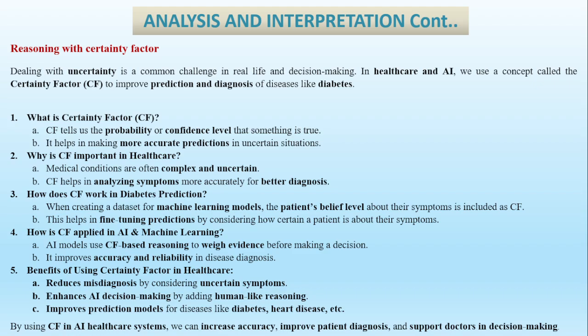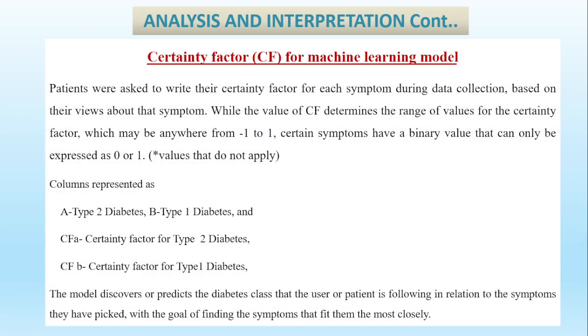Benefits of using certainty factor in healthcare: it reduces misdiagnosis by considering certain symptoms, enhances AI decision making by adding human-like reasoning, and improves prediction models for diseases like diabetes, heart disease, AIDS. By using CF in AI healthcare systems, we can increase accuracy, improve patient diagnosis and support doctors in decision making, such as which type of solutions doctors need to give.